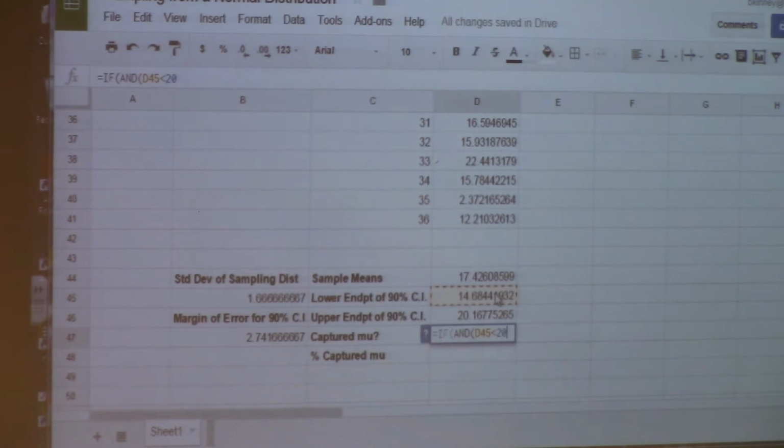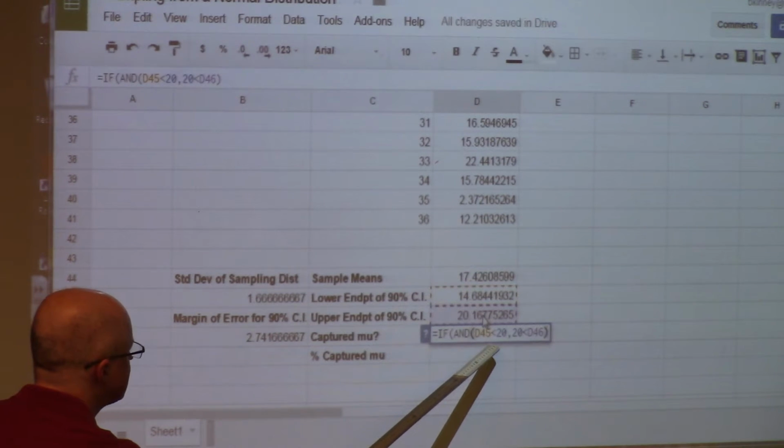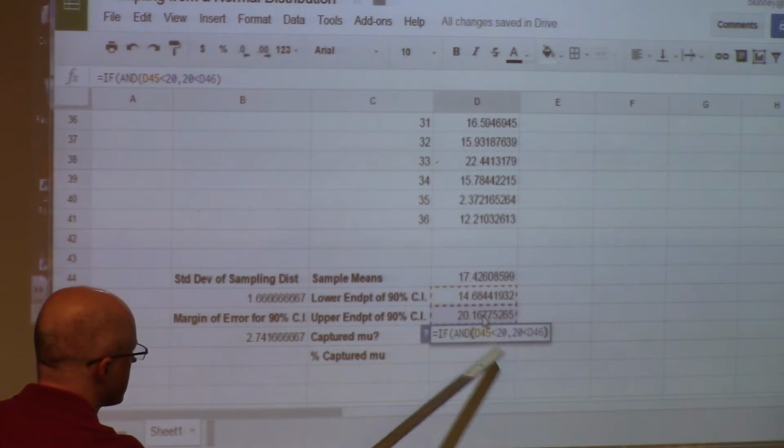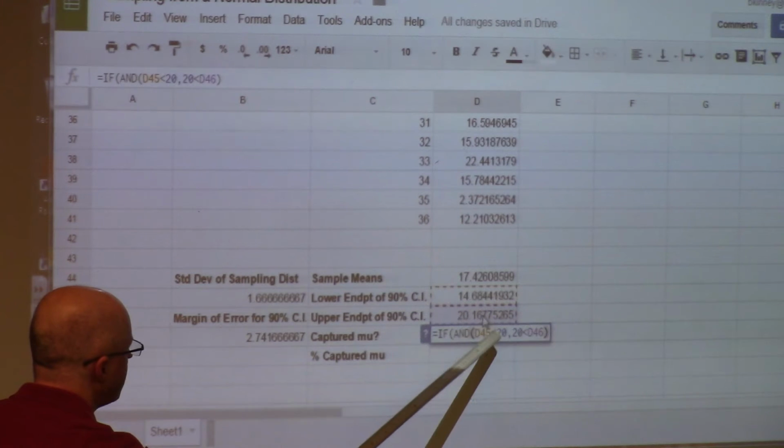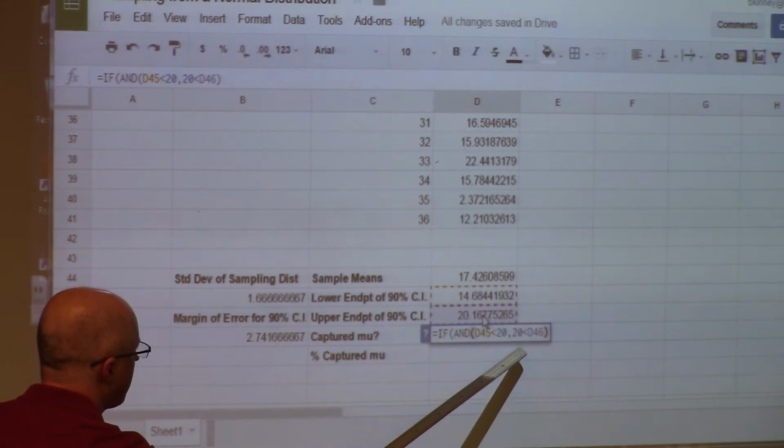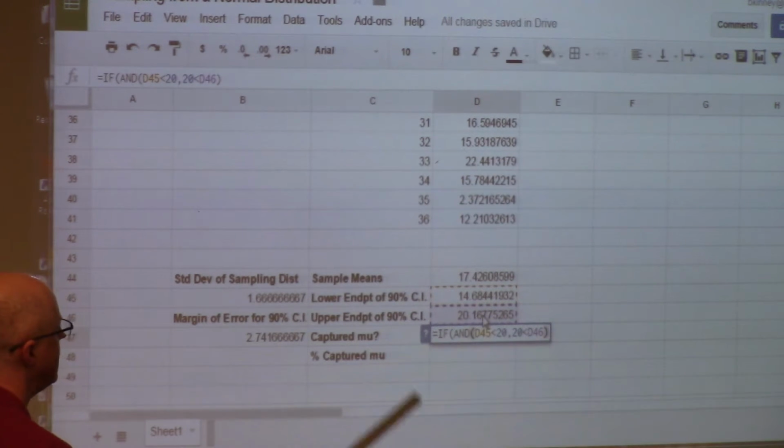Is that less than 20? And is 20 less than this? That's what I had to do. I'm wondering, does this capture mu? Mu is 20. The AND tests to see if both of these conditions are true. Is the lower endpoint less than 20, and is the upper endpoint greater than 20? If that's true, then I'm going to say it's captured mu.